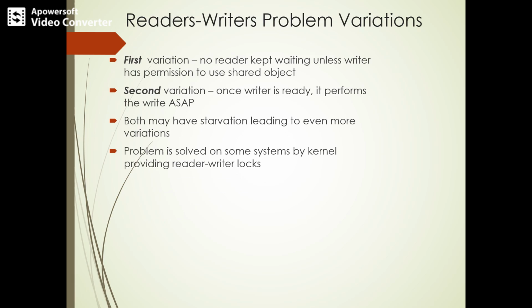Here there is another variation of the readers writers problem. The first variation is that no reader is kept waiting unless the writer has permission to use the shared data. In the second variation, once a writer is ready, it performs the write operation. Both may starve in some cases. If readers have higher priority than the writer, then there will be starvation of the writers. If the writer has higher priority than the reader, then starvation is possible for readers. So in both cases, starvation may be possible.